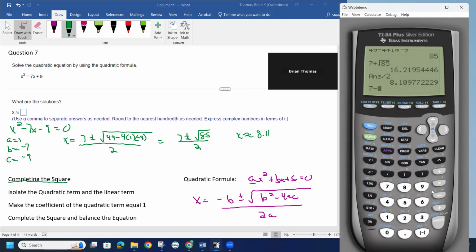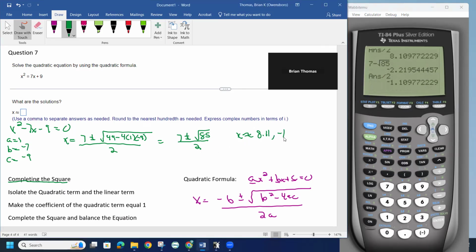And then I can put this in a calculator again as 7 minus the square root of 85. Get that answer, and then divide that by 2. And that's going to give me negative 1.11. Because again, this 0 would round up to a 1 because of that 9. So negative 1.11. So that would be our two answers using the quadratic formula, where we were allowed to just put everything to the calculator.